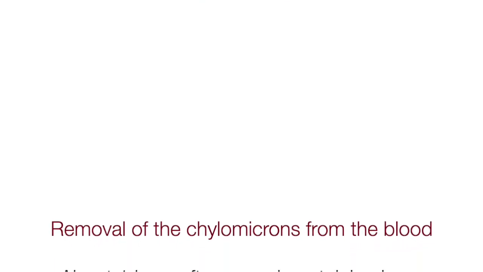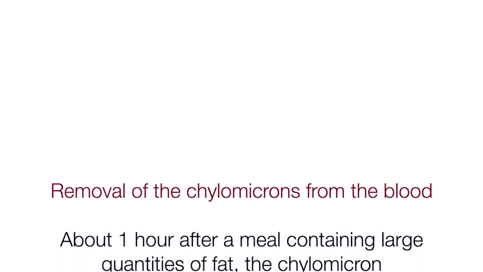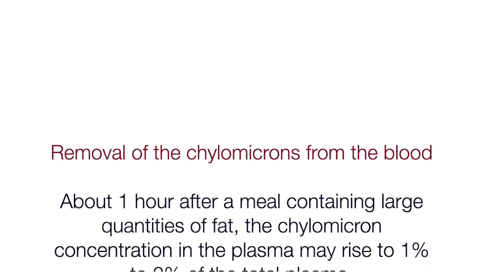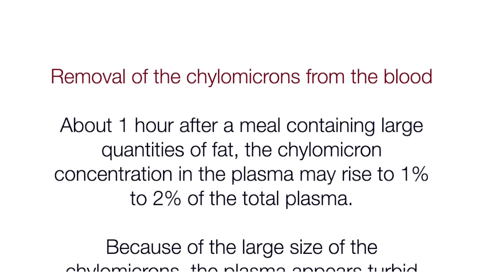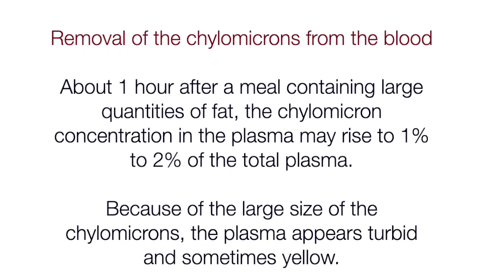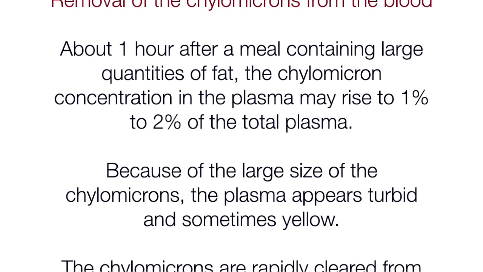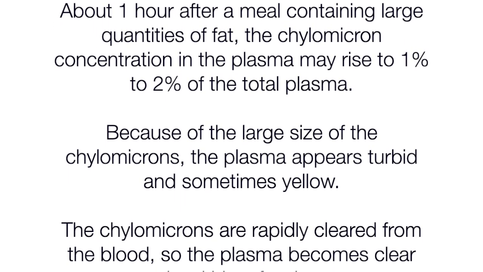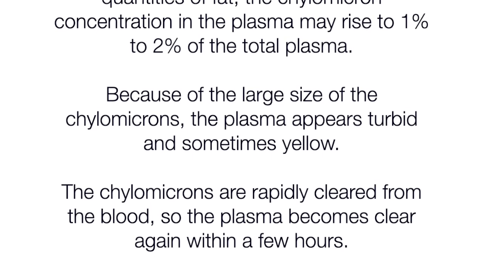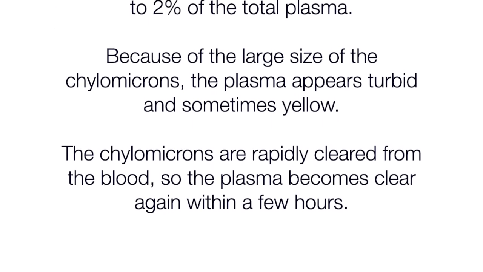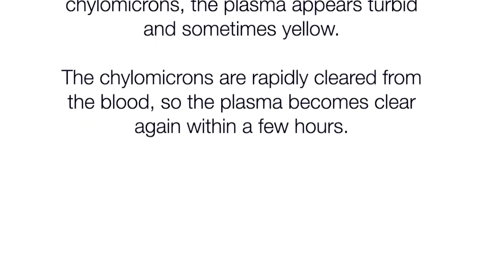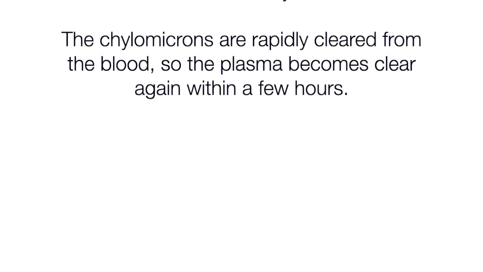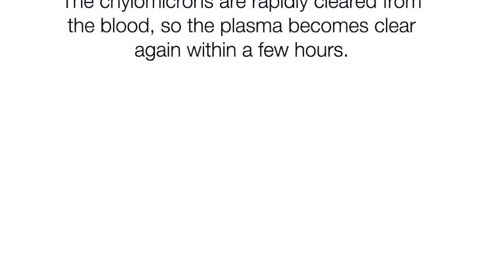Removal of the chylomicrons from the blood. About 1 hour after a meal containing large quantities of fat, the chylomicron concentration in the plasma may rise to 1% to 2% of the total plasma. Because of the large size of the chylomicrons, the plasma appears turbid and sometimes yellow. The chylomicrons are rapidly cleared from the blood, so the plasma becomes clear again within a few hours.